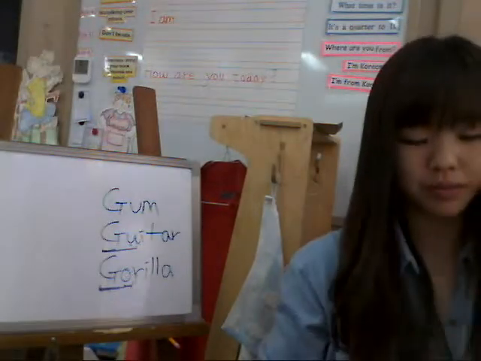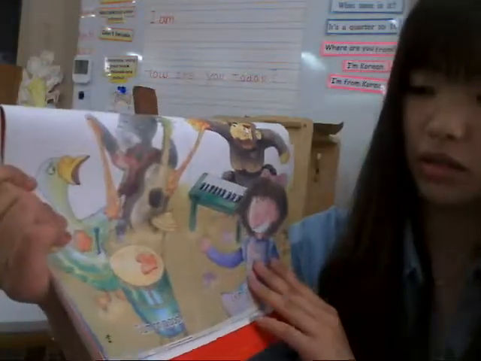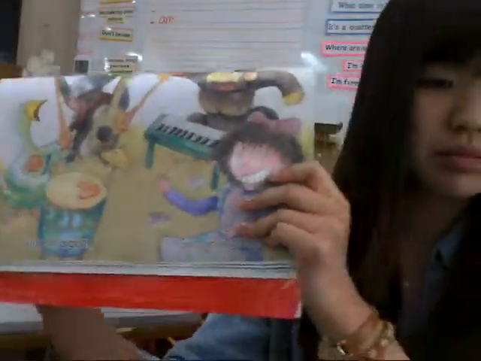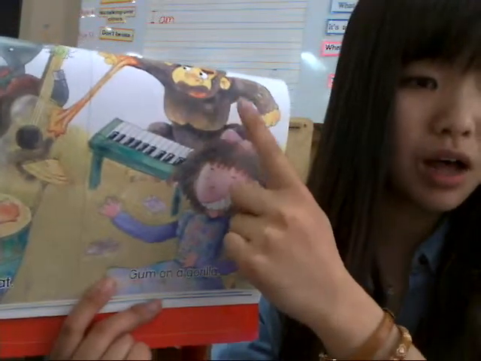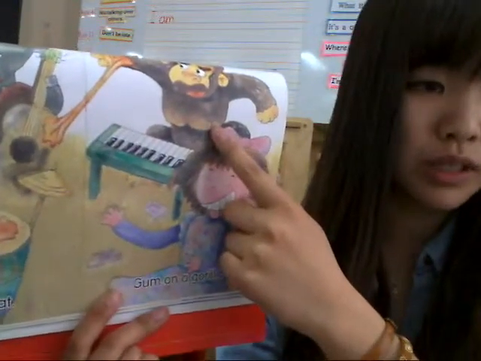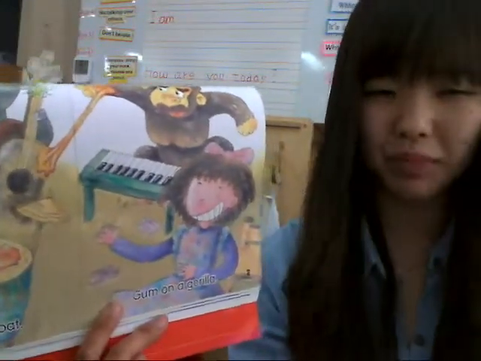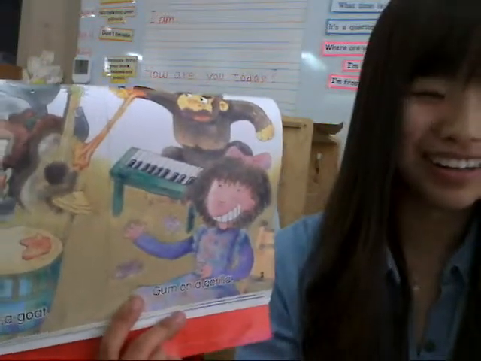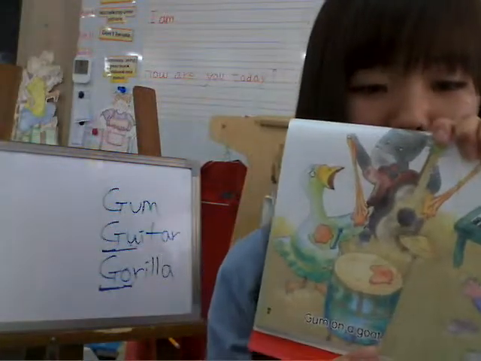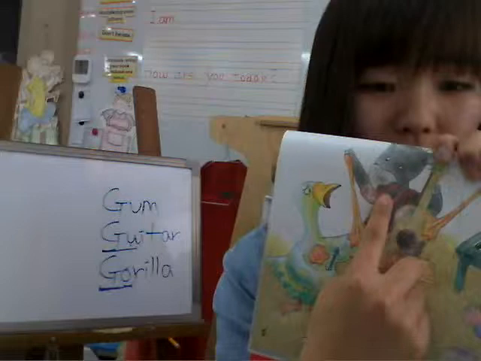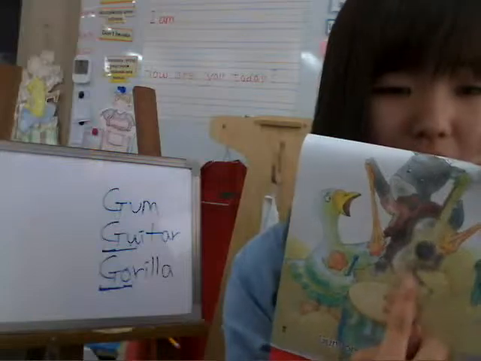Let's see number 2. Gum on a, who is this? Gorilla. We see the gorilla with the gum, and the girl is smiling very happy. What a mean girl. Number 3. Gum on a goat. It's also on the guitar, right?